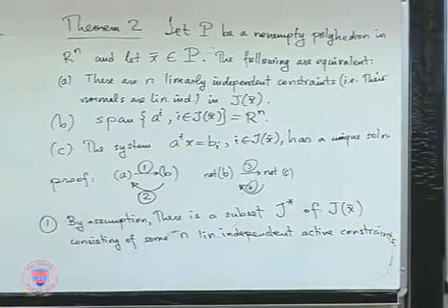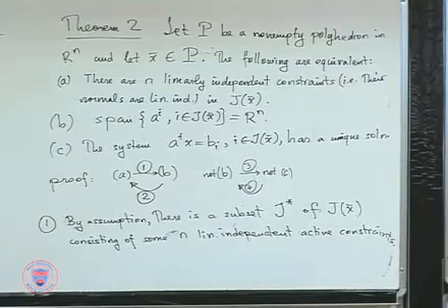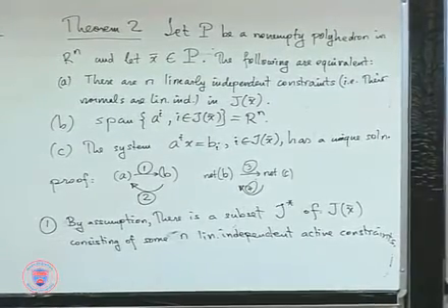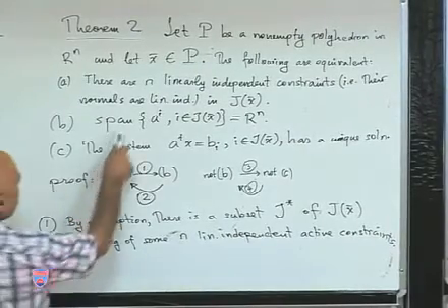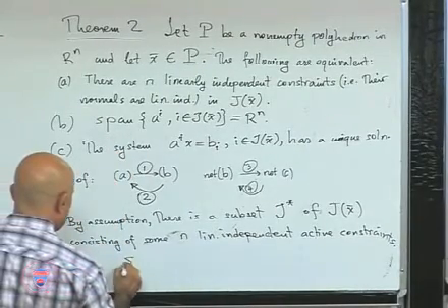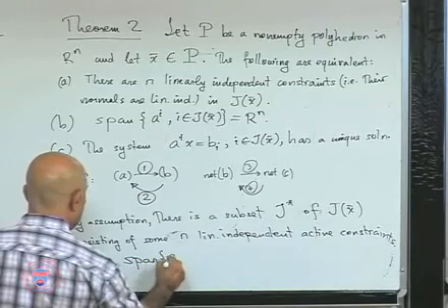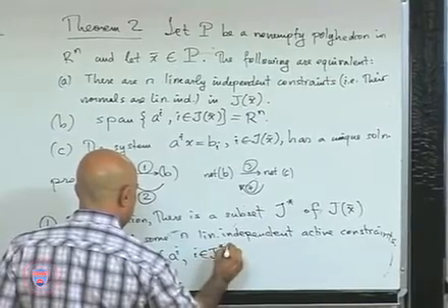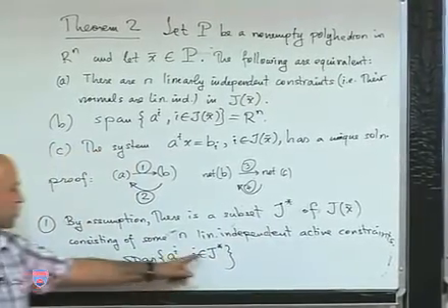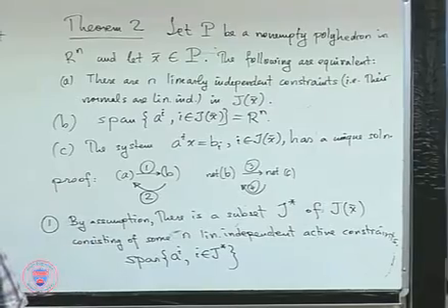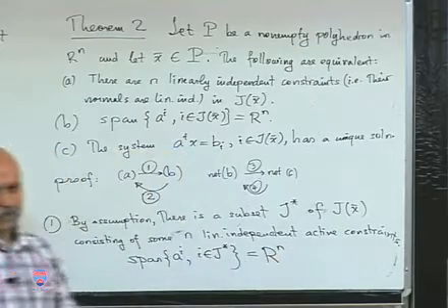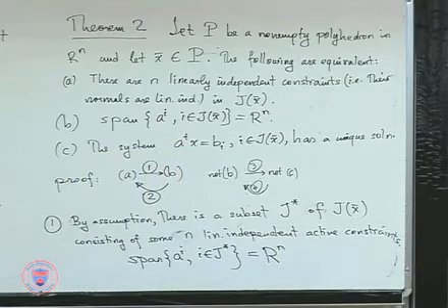We picked them from J of X bar. Okay? So, by assumption, there is a J star whose cardinality is N, and these N constraints are linearly independent. So, if you look at the span of the vectors AI, I belonging to this set J star, since J star contains n linearly independent such indices, of course, their span is Rn. Okay? N linearly independent AI will generate every possible point in Rn.